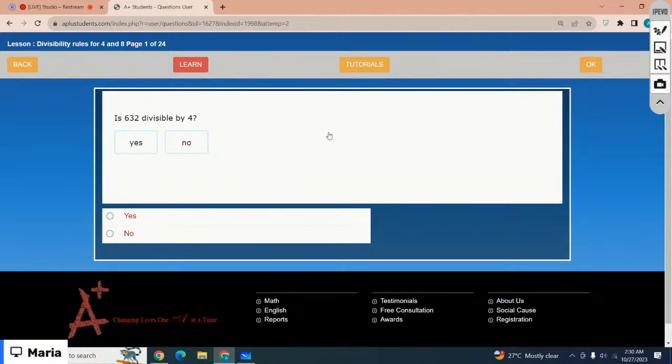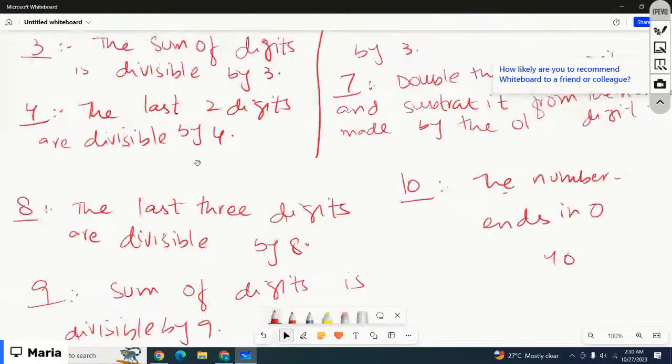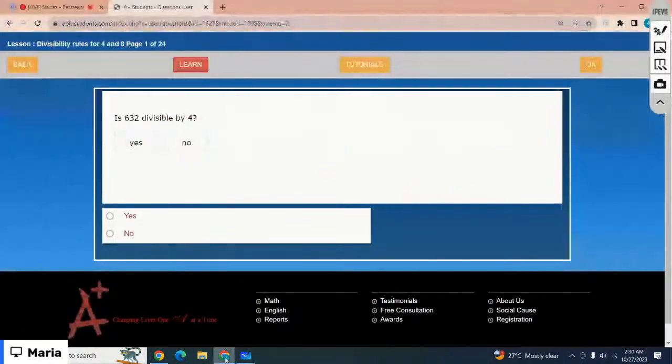Thirty-two. Just look at the last two digits, right? The divisibility rule for 4 is that if the last two digits are divisible by 4, the number is divisible by 4. So the last two digits are 32, right? And 32 is divisible by 4. 4 times 8 is 32. That means 632 is divisible by 4. Got it? The correct option is yes.